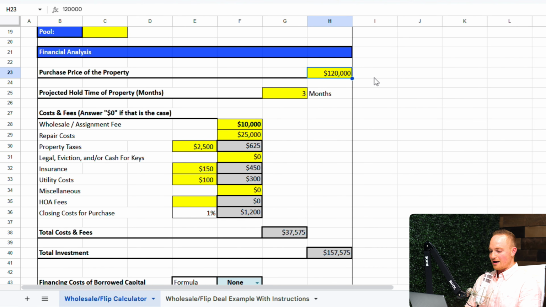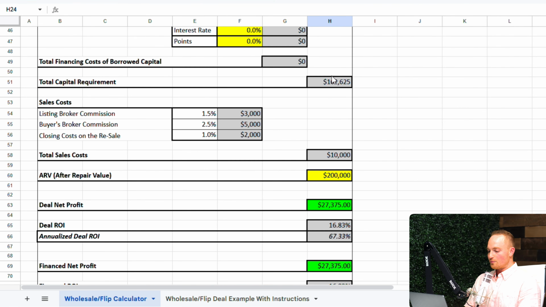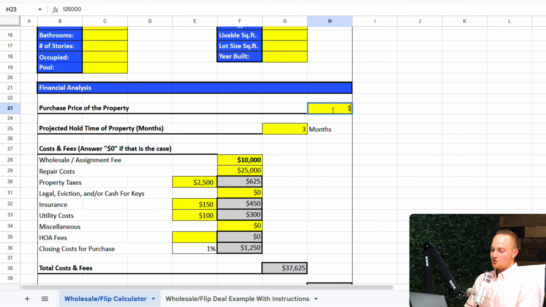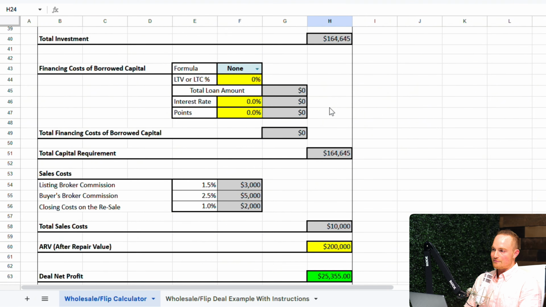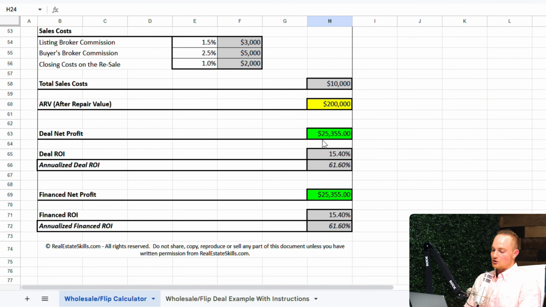So at 125, we're at a $27,000 net profit. At 127, we're at a $25,000 net profit and some change, and a 15.4% deal ROI. So really, that's our maximum allowable offer on this deal, about $127,000. And that's where I'd feel comfortable maxing out our offer. Of course, you could offer more if you're willing to lower your wholesale fee. You could go as high as $132,000 in purchase price if you charged a $5,000 wholesale fee. So there is a little bit of wiggle room if you're willing to be flexible to get the deal done.